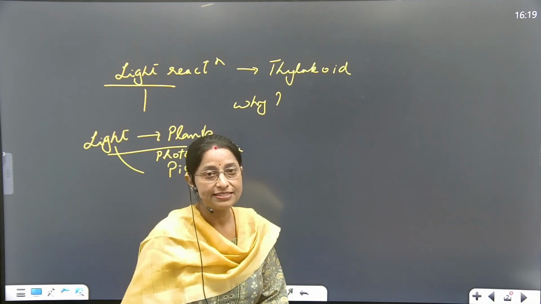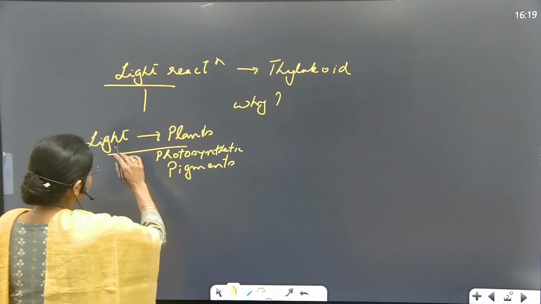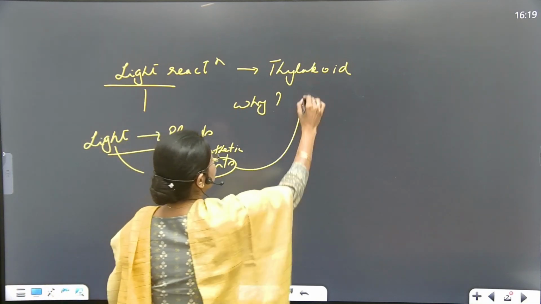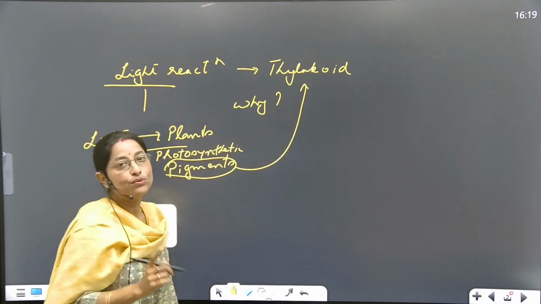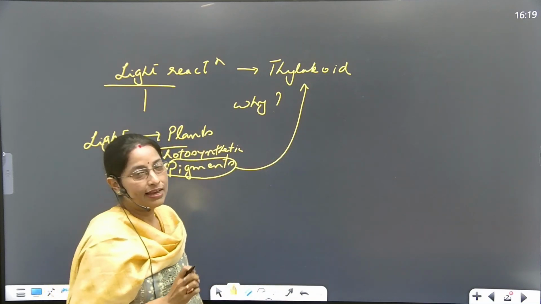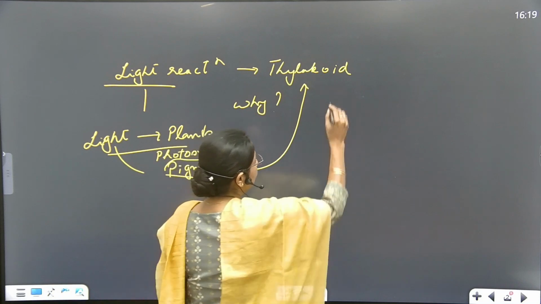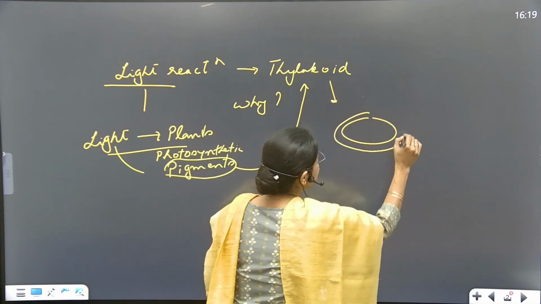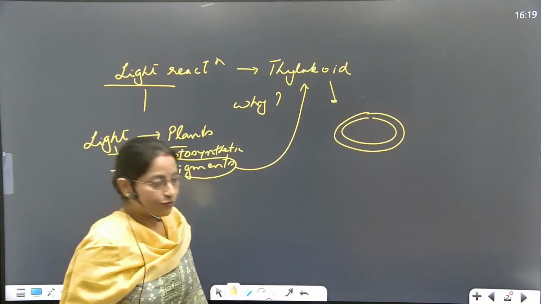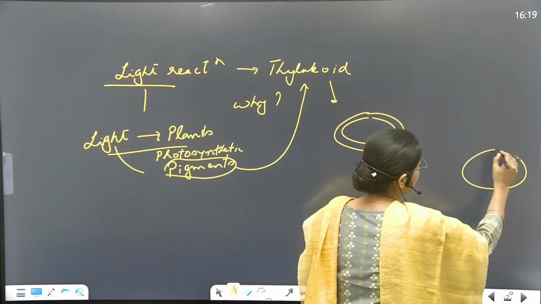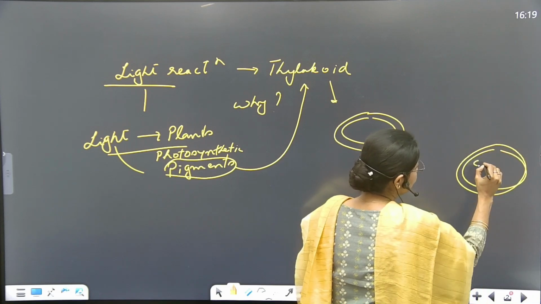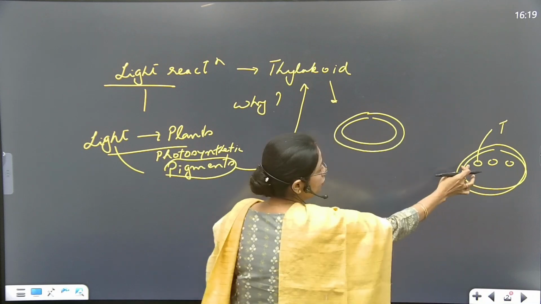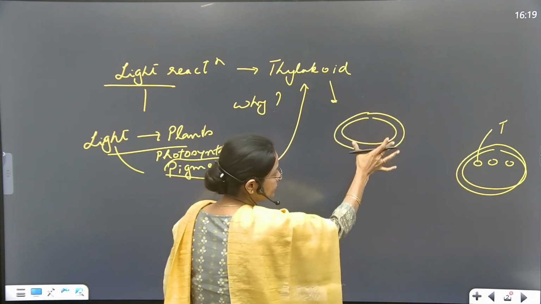I think the concept is clear now, right? So light is taken in by the pigments. The pigments are present in the thylakoid, and that is the reason why the light reaction occurs in the thylakoid. Again, there is another point. When we talk about the thylakoid, the thylakoid itself is a double membraned organelle. First, what we have seen is the chloroplast. If you remember, we talked about single stacks. These were called thylakoids. Talking about the individual thylakoid, it looks something like this.